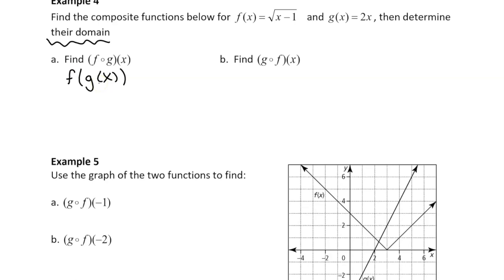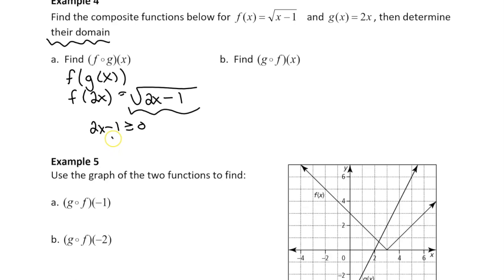g of x is equal to 2x, so I have f of 2x, which would be equal to the square root of 2x minus 1. And if I have a statement that says the square root of 2x minus 1 and they want to know the domain, well, I know that 2x minus 1 has to be greater than or equal to 0 because it's the radicand. And then I could add 1 to both sides. 2x is greater than or equal to 1. So x has to be greater than or equal to 1/2, and that would be my domain.